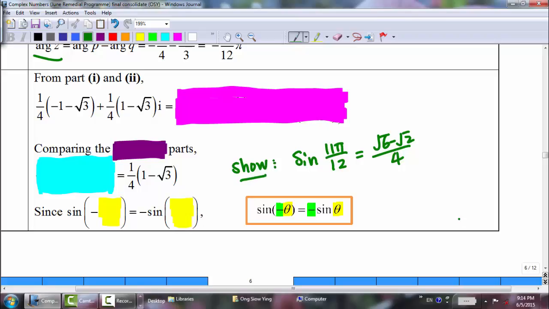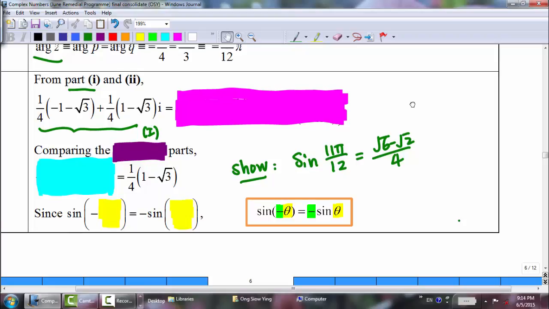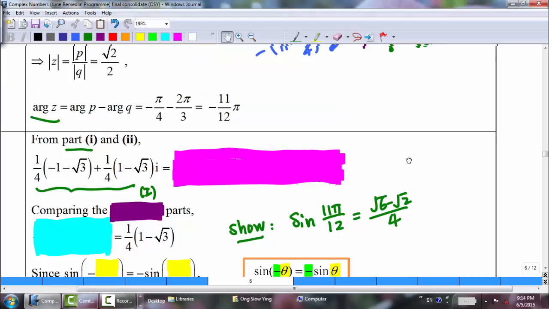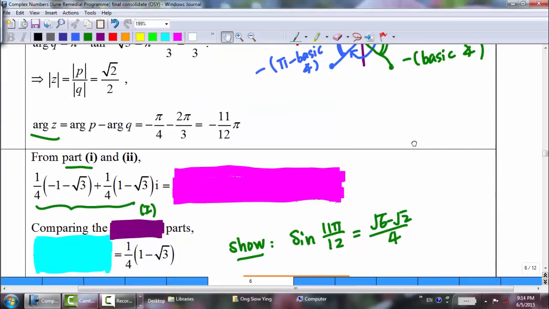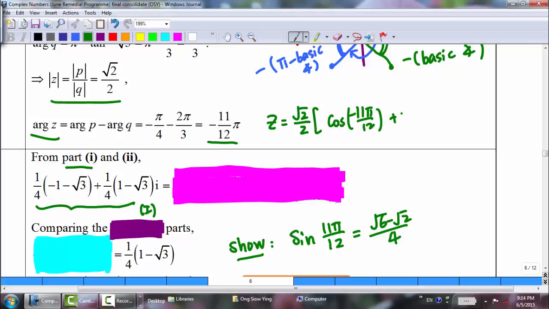Okay, now if you look at what you have worked out from part 1 and part 2, from part 1, this is what you have gotten. Now from part 2, actually, you have not really written down the form of the complex numbers, but you have worked out the modulus and argument of the complex numbers. Basically, you will be able to write down the complex number in the trigo form, which is r cos theta plus i sin theta, where your r is root 2 over 2, your theta is minus 11 pi by 12. So this is what you get. Trigo form.